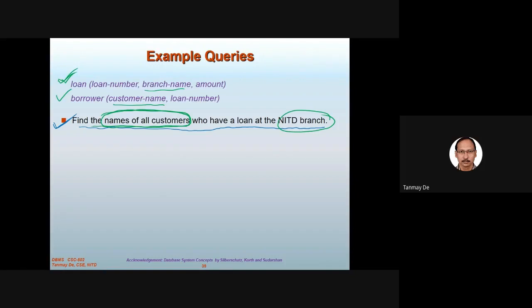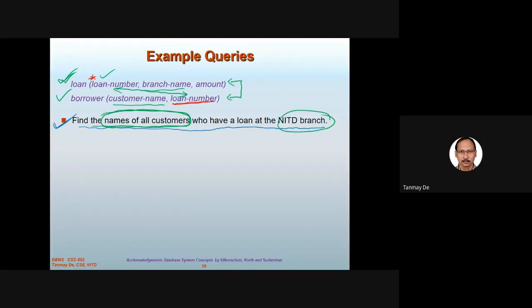So now the question is how these two relations, this one and this one, are related. That is, this loan number belongs to this particular customer. How do we relate them? By the loan number attribute. In the loan relation, loan number is the primary key, and here this is the foreign key. This loan number foreign key refers to the primary key here, to link the corresponding loan to a particular customer.